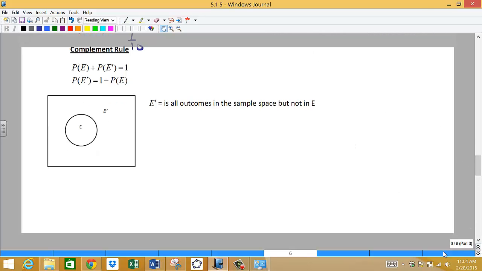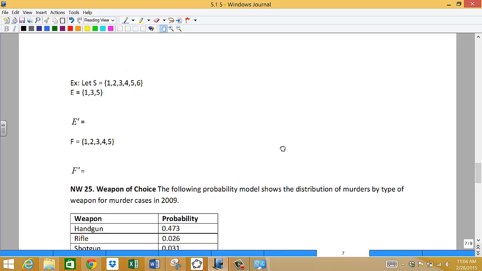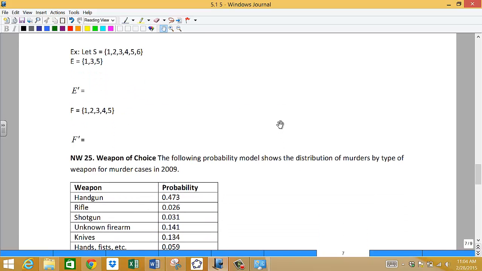So let's look at a couple of examples here. Okay, so let's say that the sample space is 1, 2, 3, 4, 5, 6. The event E is 1, 3, 5. So E complement is going to be everything else that's not 1, 3, 5. So essentially what you could do is just cross 1, 3, 5 out, and then everything else, 2, 4, and 6, is E complement. Okay, well if F is 1, 2, 3, 4, 5, then F complement is just going to be 6.